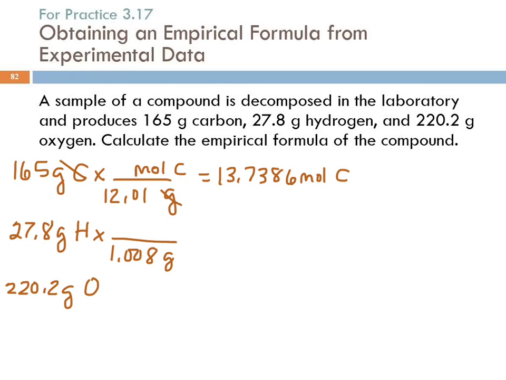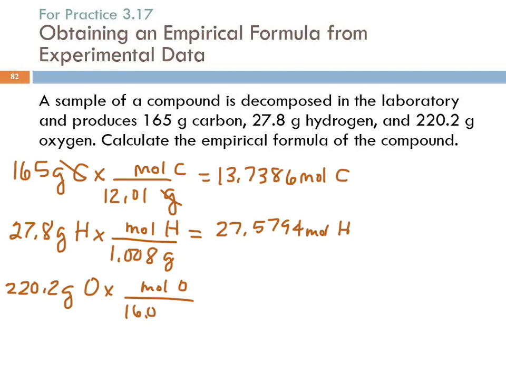Figuring out the moles of hydrogen. 27.8 divided by 1.008. 27.5794 moles of hydrogen. Oxygen. Moles of oxygen divided by 16 grams.